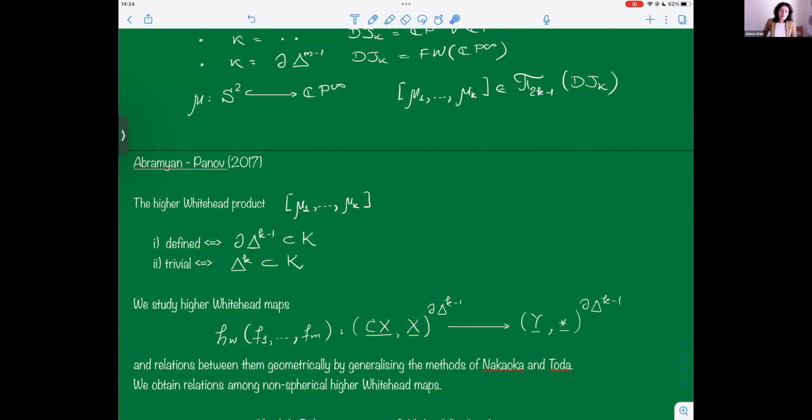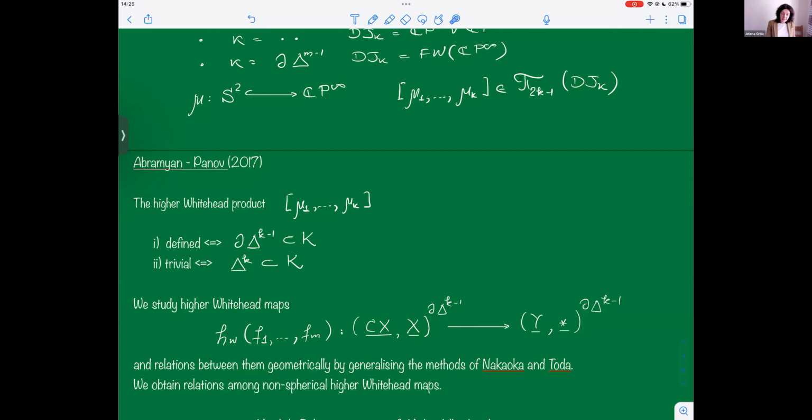Okay, so that's what we wanted to mimic, and instead of studying high Whitehead products, we are studying these high Whitehead maps that are given in terms of maps of polyhedral products, and they are actually elements of the high Whitehead product that you could define of these maps F1 to Fm, and we want to see whether we can find relations between them and whether these relations can be somehow tied to the combinatorics of the simplicial complexes K that are underpinning the structure of polyhedral products.